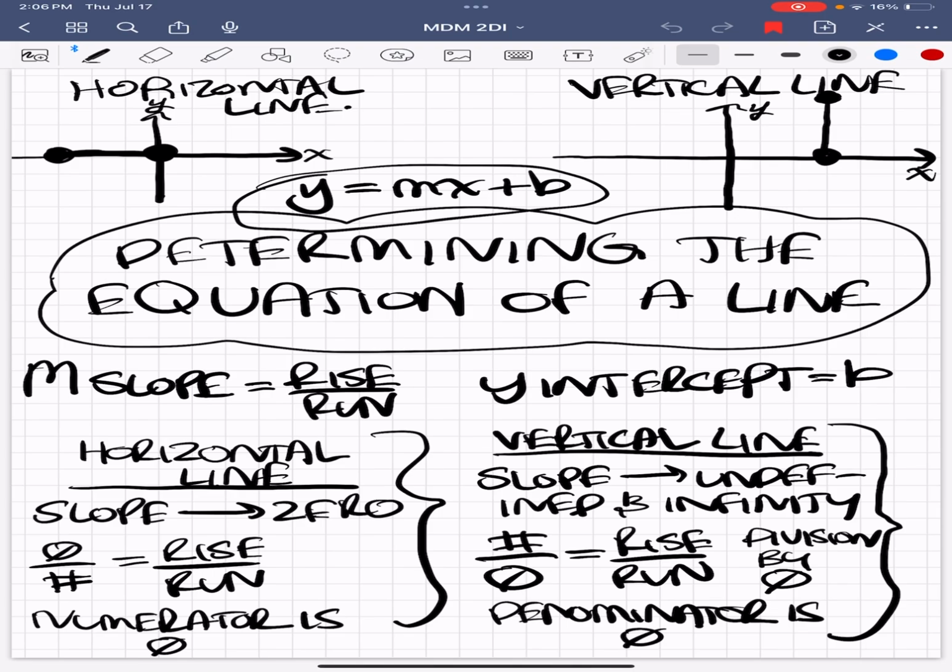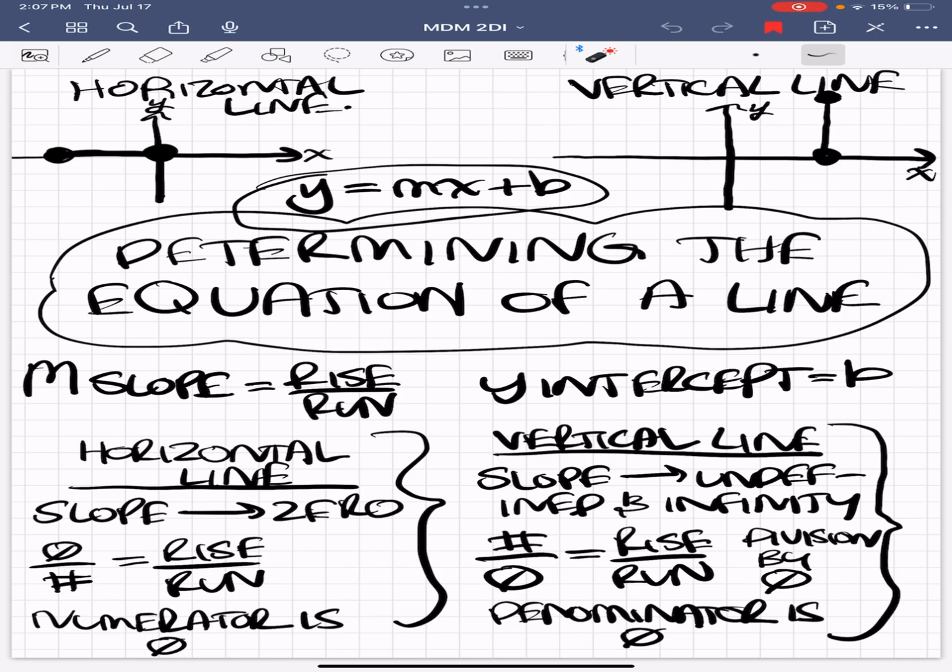Alright, hello. My name is the Math Train, and we are going to be determining the equation of the line. We have the very simple formula for the line being right here, y equals mx plus b. We have vertical line and horizontal line. We also have what the slope is at a horizontal line and a vertical line. With a horizontal line, the slope is 0. With a vertical line, the slope is undefined, or infinity.